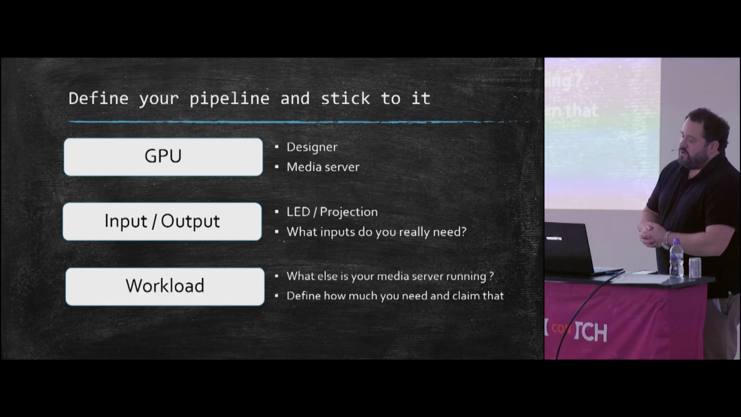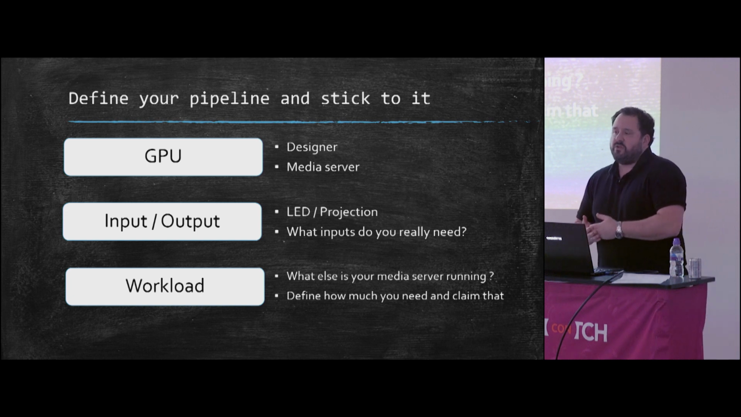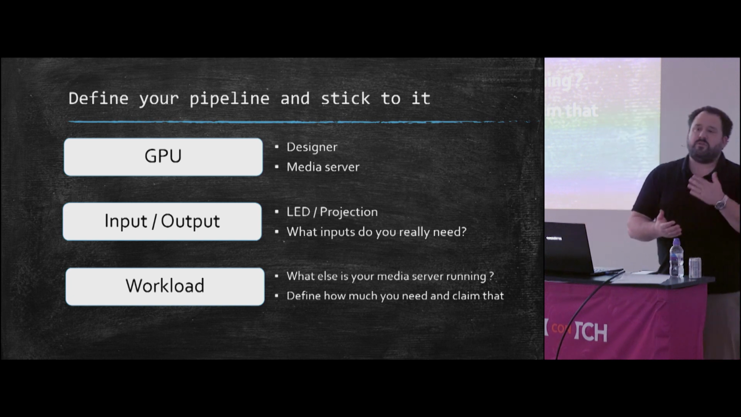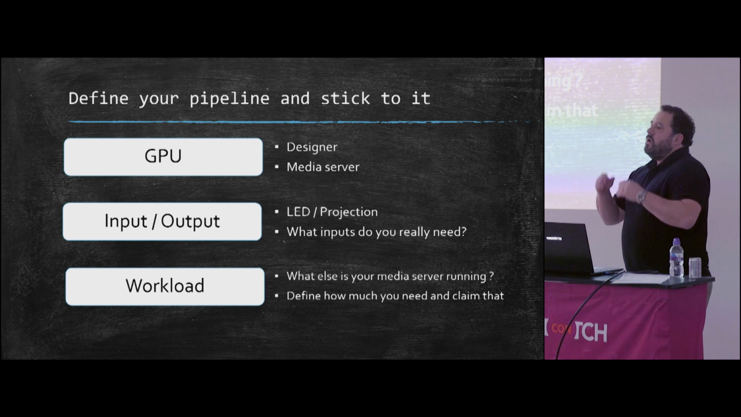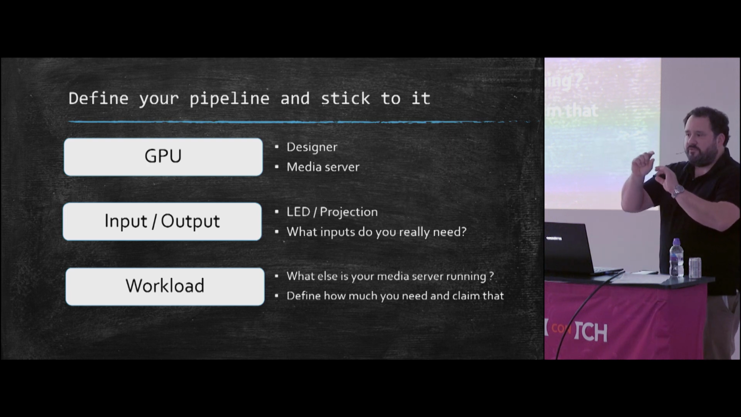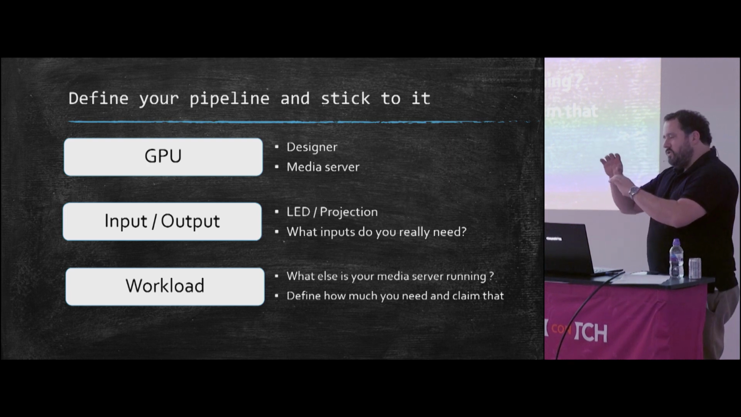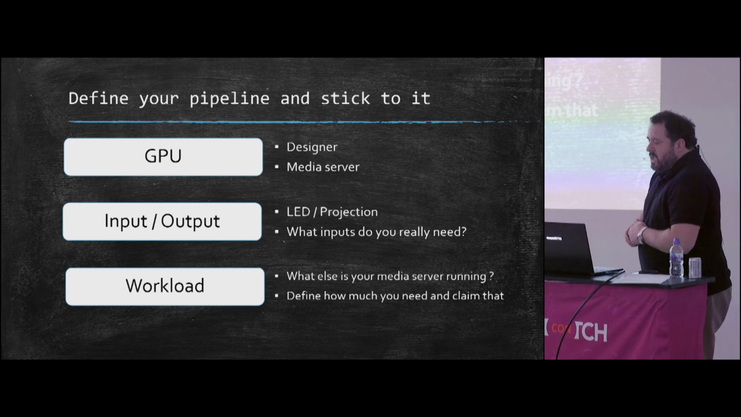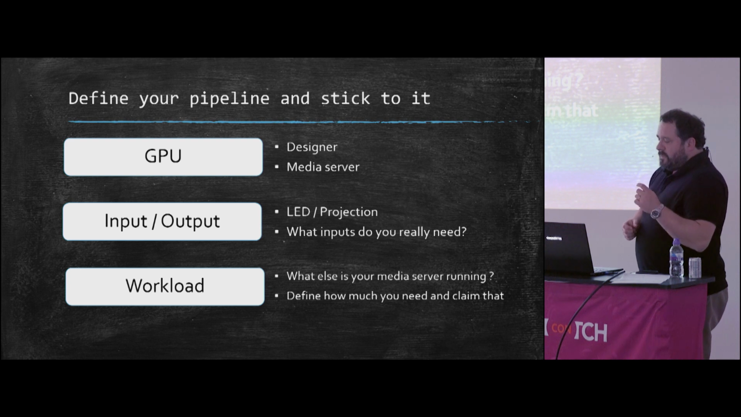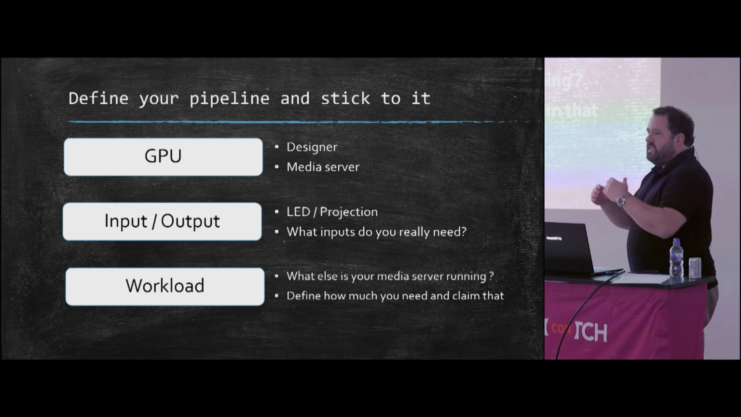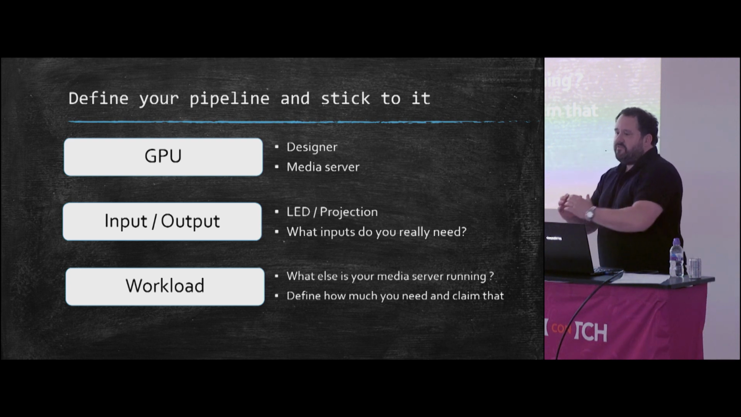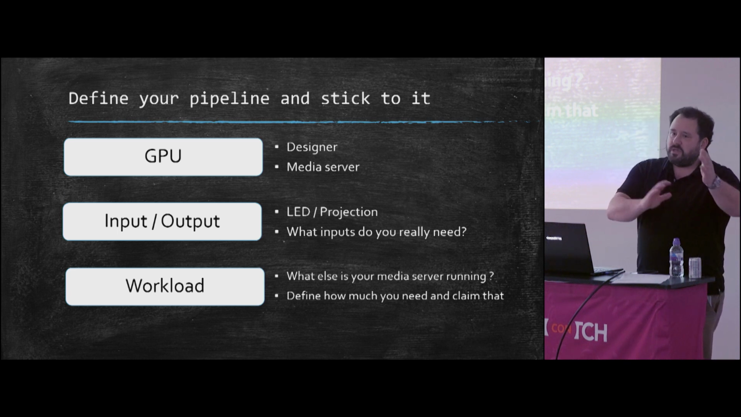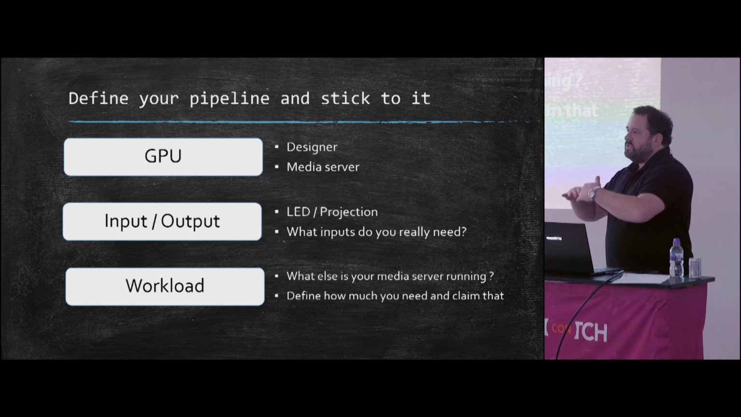The workload's important. What else is your media server running? Is it running Sock Puppet? Is it running ArtNet? Is it running Timecode? All these things are going to cost you in performance. So make sure that you're aware of everything that's going on in your media server. Define how much you need of the media server and claim that. Say, right, I need that much of it. That's for my design, and everything else will have to be subject to that. And for other songs, we can switch it around.